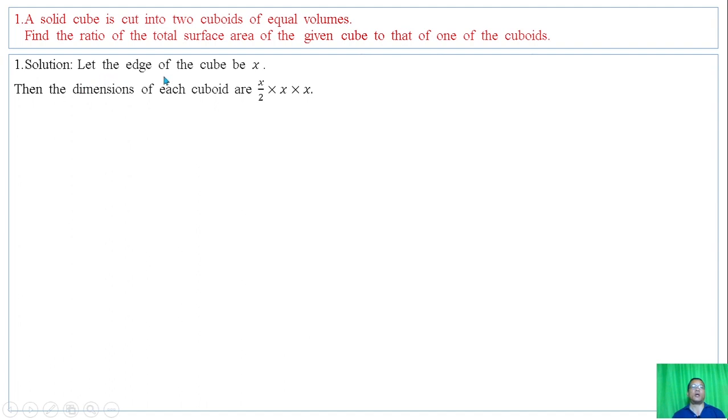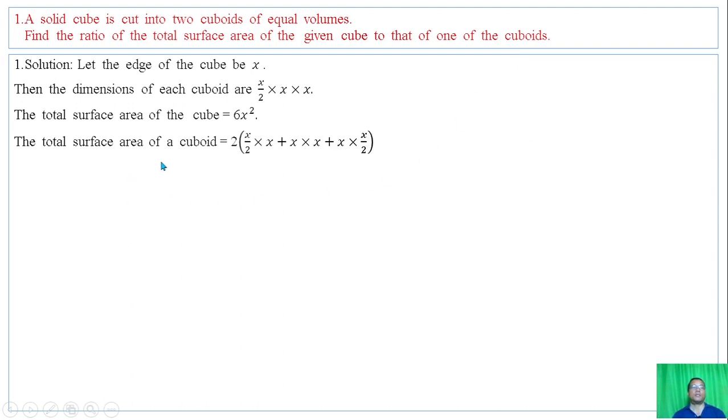Let the each side of the cube be x, then the dimensions of each cuboid are x by 2 into x into x. The total surface area of the cube is 6x square. Cube amagi formula cube amagi surface area putokpagi formula di side amagi 6 times of side amagi square ne.